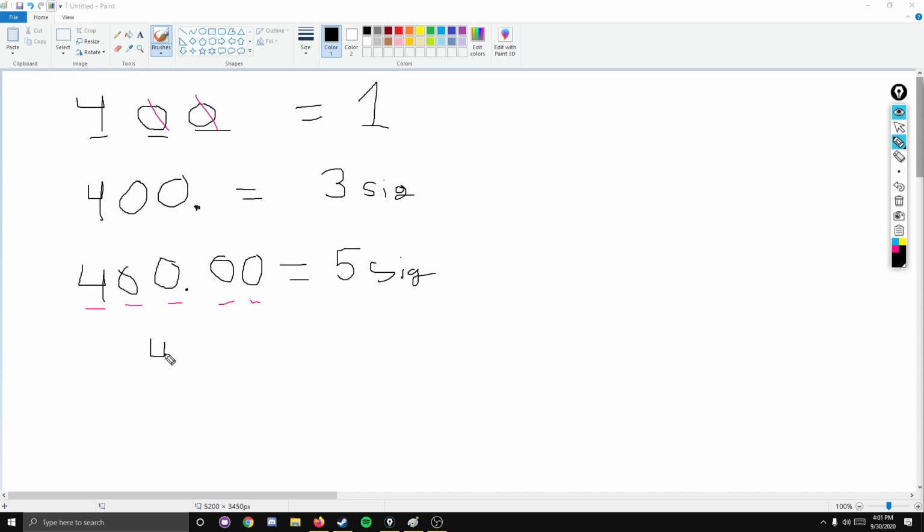Now, a question might be, what about 4.00? There are no zeros before the decimal place, but there are some after. Well, it remains the same. These zeros still count, as does the 4, because 4 is a number 1 through 9. So these amount to 3 significant digits.